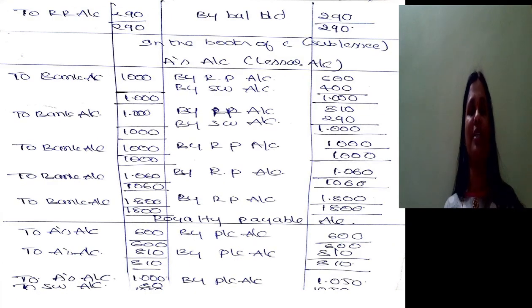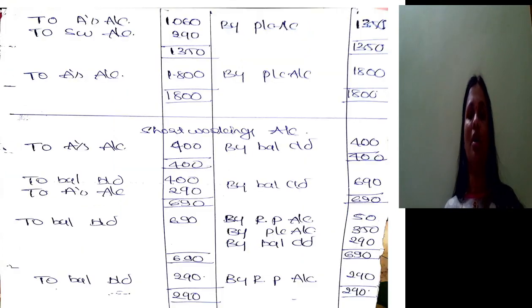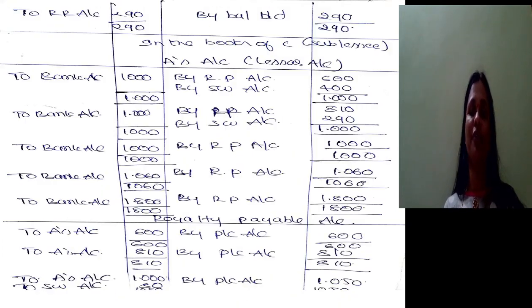So they even asked us to prepare accounts in the books of C. C is the sublessee. In the capacity of lessee, we need to prepare lessor account, royalty payable account, and short working account. So in the first 2 years, the situation is minimum rent is more than the royalty. So the due entry: royalty payable account debit, short working account debit to lessor, that is A's account, 600 and 400.